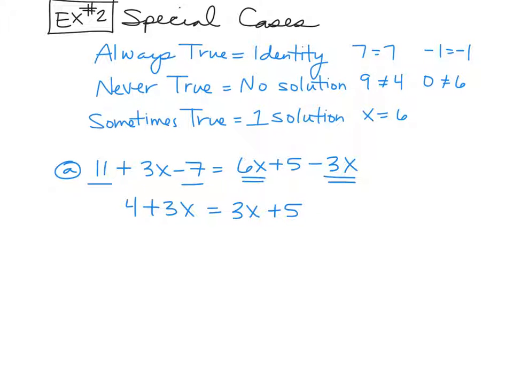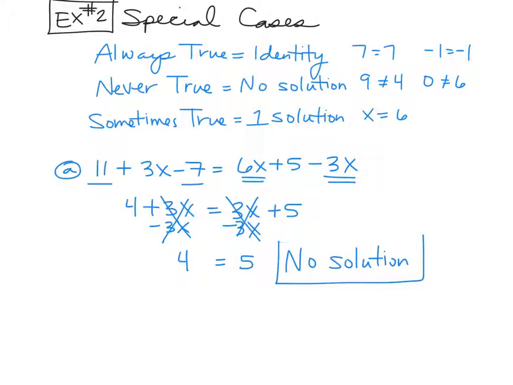Okay, now move your x over. Take away a 3x, take away a 3x. Those are both 0. So you end up with 4 equals 5. What is your answer? No solution. Okay, that is never true.